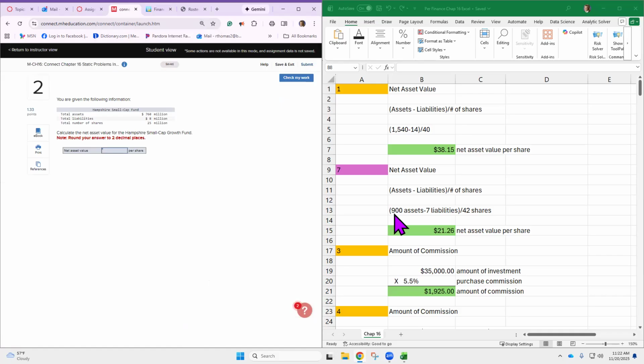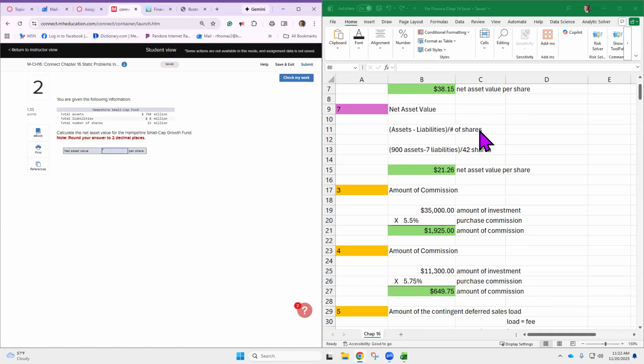Number 2 is similar. Okay. What is the net asset value of a share of this Hampshire small cap fund? You say, what does all that mean? A fund gets a name. Okay. I'm sure you've heard of a fund manager. This is the kind of funds that get managed. So we've got 700 million in assets, 8 million in liabilities, and a total number of shares of 25 million. Since they're all in millions, we can do the same thing we just did before. Just put in the numbers.